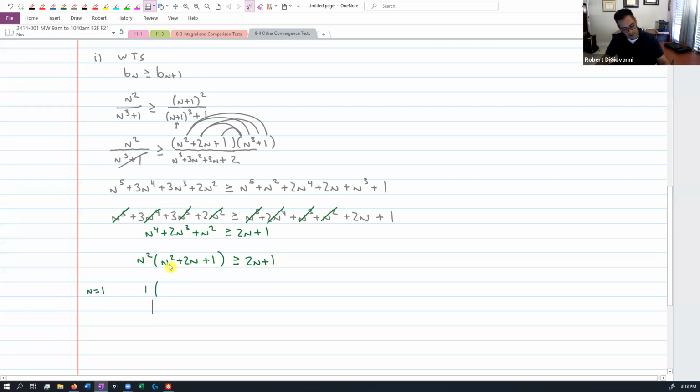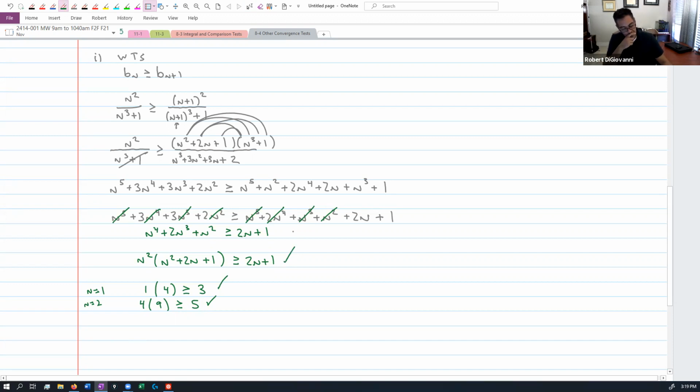We get 1, and then here we get 1 plus 2 plus 1. So we get 4, and then that is greater than or equal to, if we plug 1 in here, we get 2 plus 1, that's 3. That checks. And then once we get to 2, the left side is going to get huge. So 4 times 9 greater than or equal to 2 times 2, 4, plus 1, 5 over here. That's true. So then it's going to just take off. So this is true. We're happy about this.